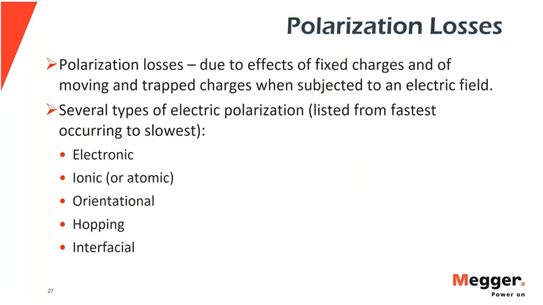Frequencies. Next, I want to talk about that absorption current, and I told you that it's synonymous with the polarization current. So basically, this is associated with polarization processes that happen in insulating material when you apply voltage to them. There's several types of electric polarization. I've listed 5 families that are shown here from fastest occurring to slowest. So you've got electronic that happens immediately, then ionic polarization, orientational polarization, hopping polarization, and interfacial polarization.